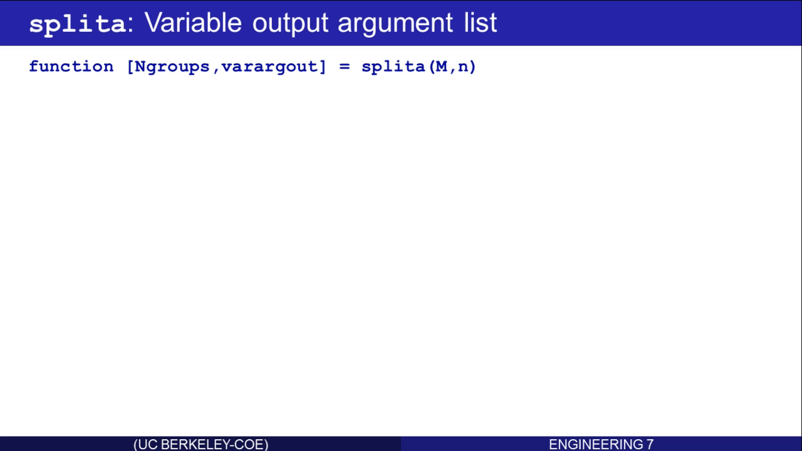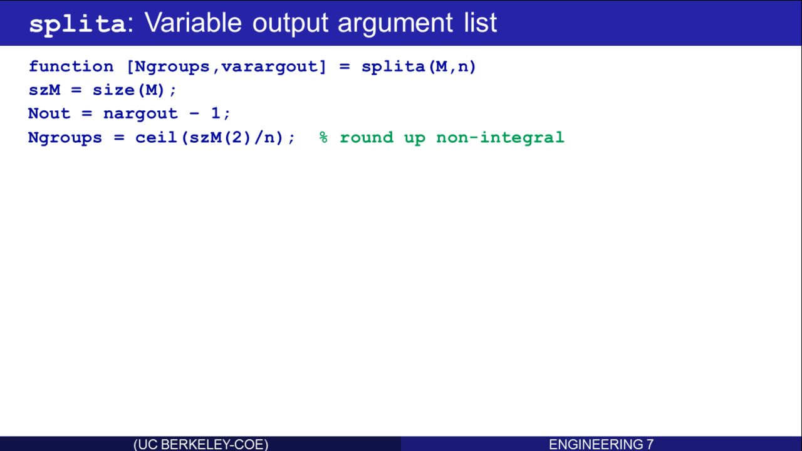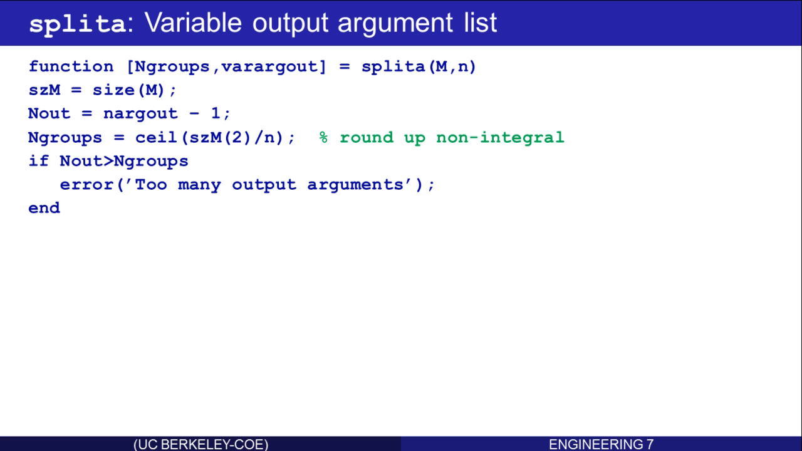The function declaration line uses the varargout keyword as a second output argument after the fixed output argument N groups. The size of M is calculated. The number of output arguments in varargout is nargout minus 1, accounting for the fixed output argument N groups. N groups is the number of groups that the columns of M will be divided into. Of course, if the caller requests too many output arguments, then there should be an error, as that would leave certain outputs unfilled.